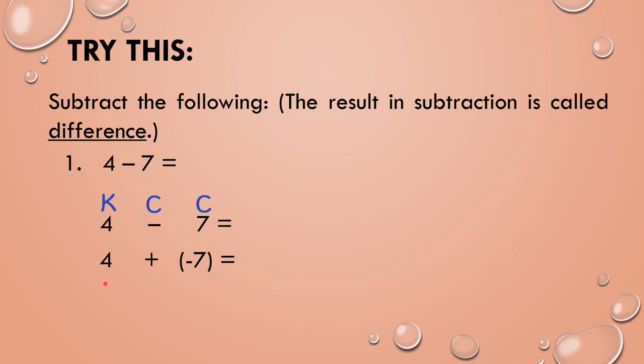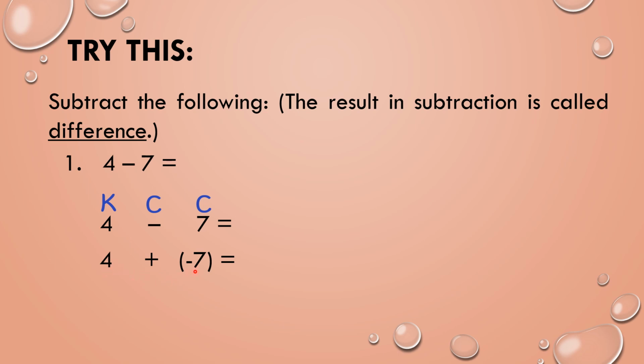So yung 4 ay since ang sabi dyan ay K or keep, yung positive 4 pa rin. Change, yung minus naging plus. And then, since kailangan daw nating i-change ang positive 7, therefore, this will become negative 7. So ngayon, lalagyan na natin siya ng open and close parentheses para hindi magkatabi or hindi magdikit yung dalawang sign. Okay, i-apply na natin yung natutunan natin sa addition.